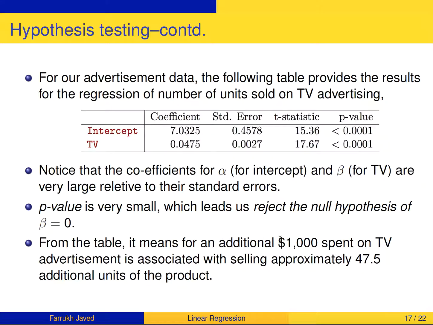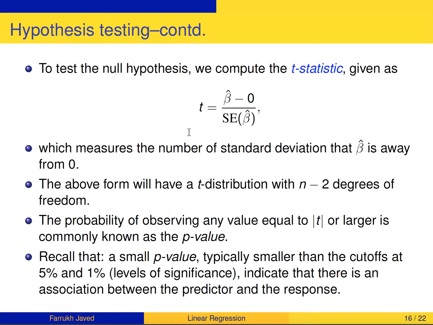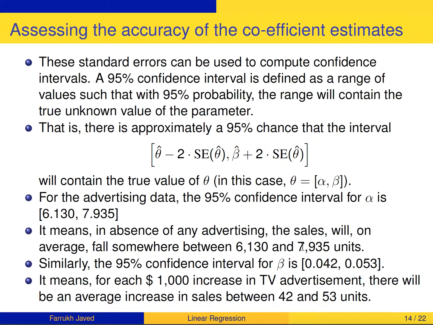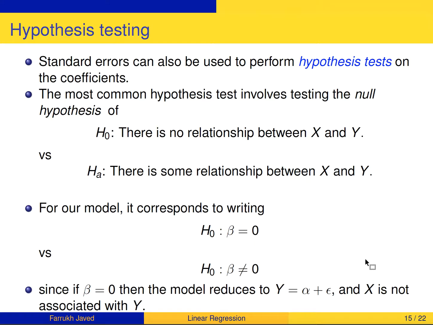And from the table, it means that an additional 1000 spent on TV advertisement is associated with selling approximately 47.5 additional units of the product, right? So if you just multiply this number by 1000, you see that that many more units you are going to sell when you spend $1,000 on TV advertisement. And just to recall, the coefficient value for beta, or for TV, should always lie within this confidence interval.